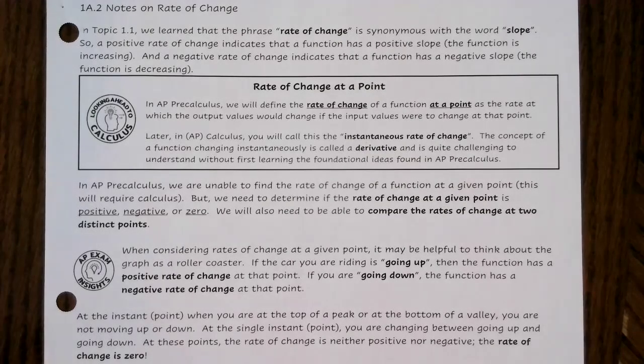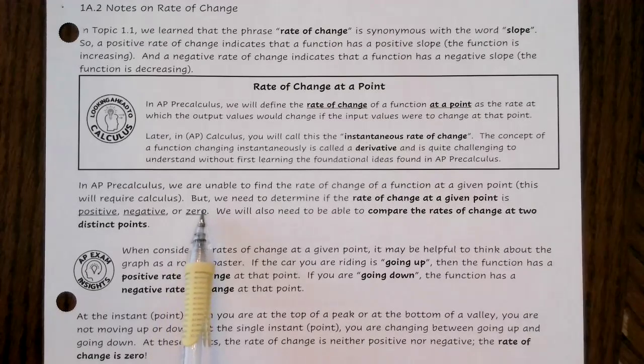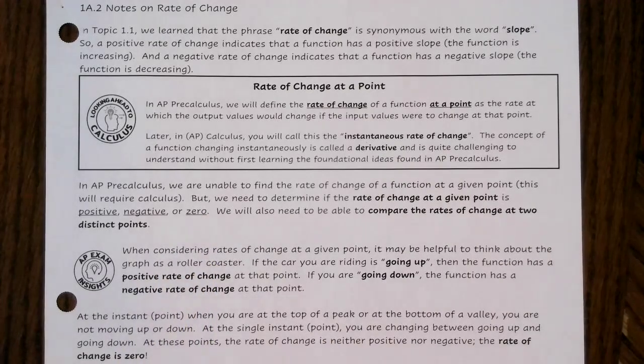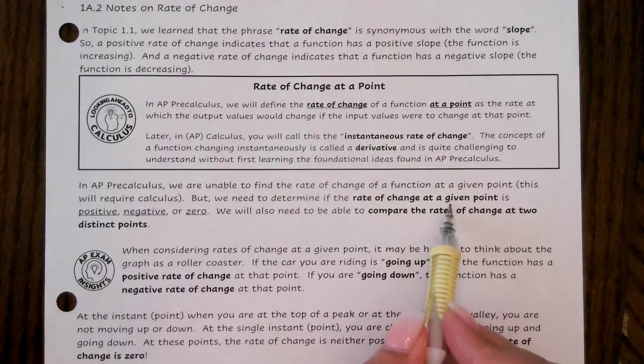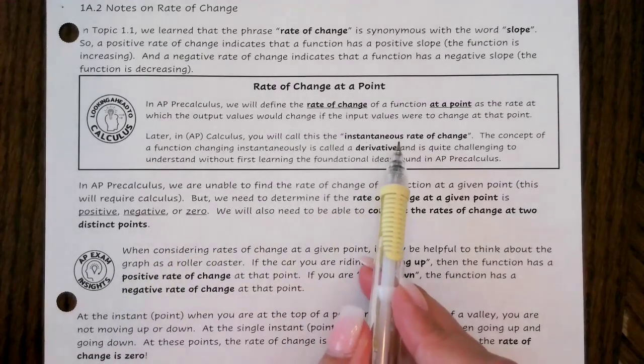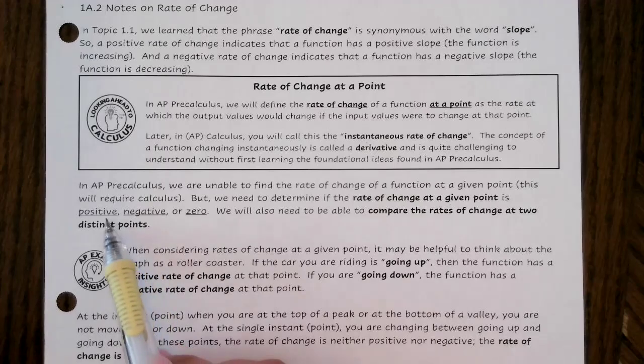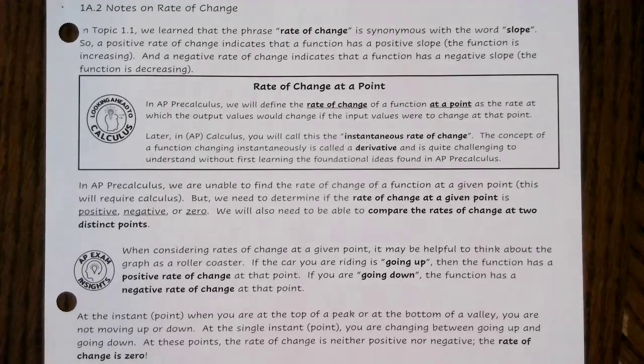So in AP Pre-Cal, we're unable to find it that way. So we're going to find the rate of change of a function at a given point by closing down our intervals. But we need to determine if the rate of change at a given point is positive, negative, or zero. So we're not going to find that instantaneous rate of change. We're going to leave that for AP Calculus. And so we are going to just find what's happening at that given point, whether it's positive, negative, or zero. And we'll need to be able to compare that rate of change at two distinct points. That's what we're going to focus on here in AP Pre-Cal.